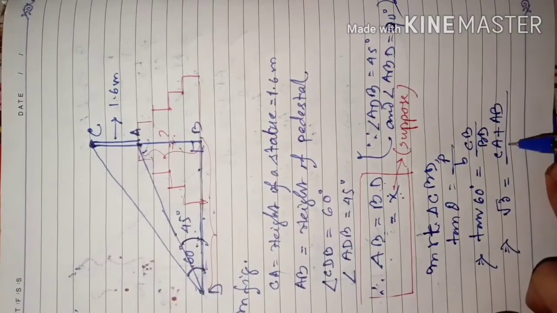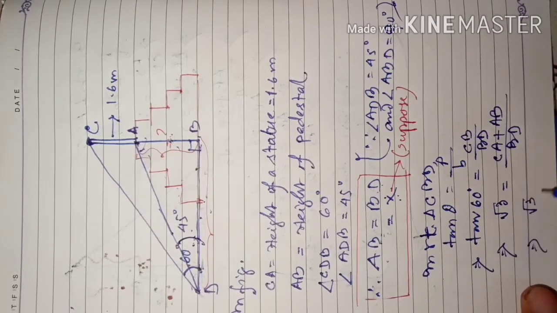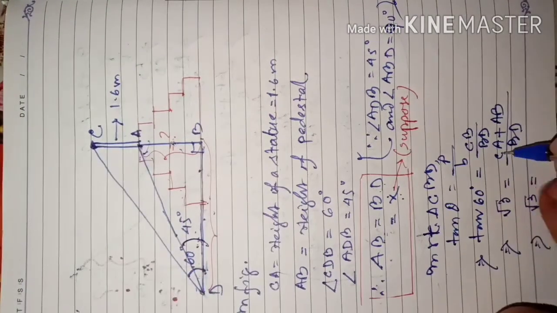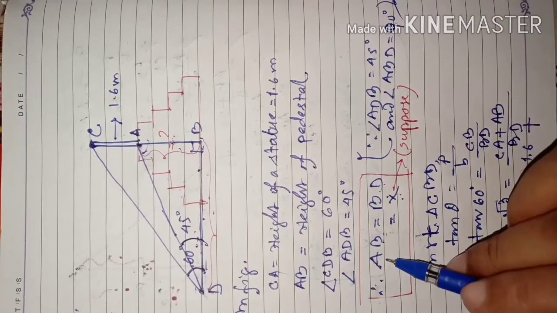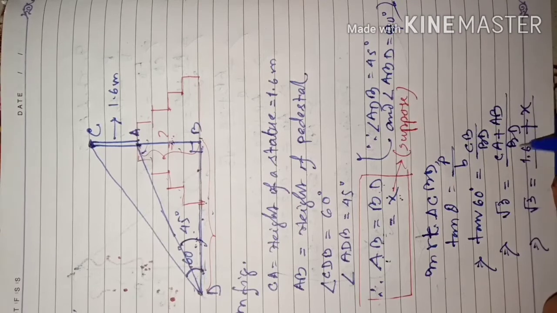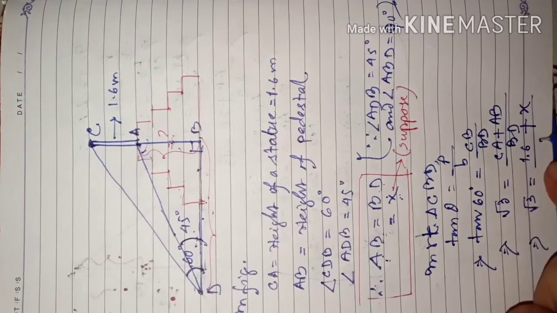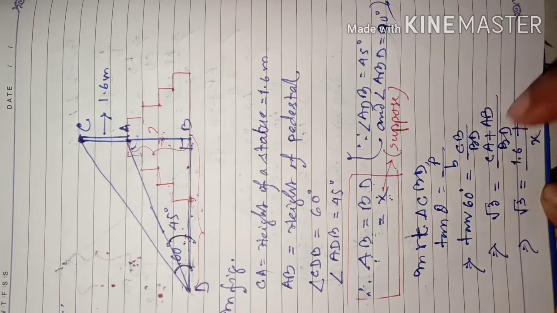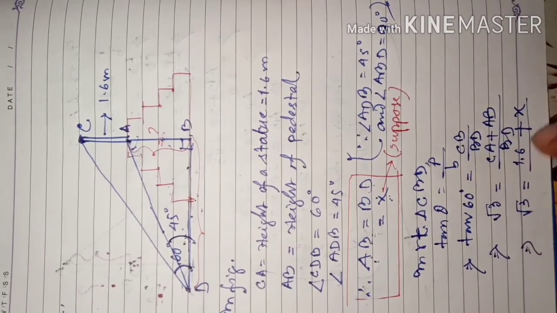Now next is BD. Root 3 stays as root 3. Again some more values we can put here. CA is 1.6, so in this place you put 1.6 plus AB. AB you write as x, and BD is also equal to AB, so that is also x. Now you see a common symbol x is appearing, so you can solve this whole thing for x. We will take this x to this side: x into root 3 is equal to 1.6 plus x.